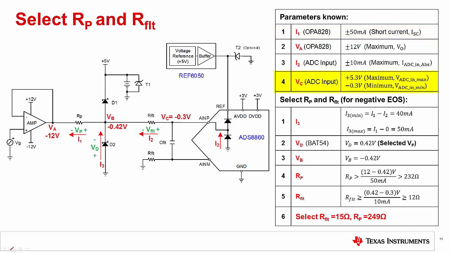Also, the absolute maximum specifications on the ADS8860 state that the absolute maximum input ratings are negative 0.3 volts and positive 5.3 volts, and the input current limits are plus or minus 10 milliamps. Using this information, let's select a few components.